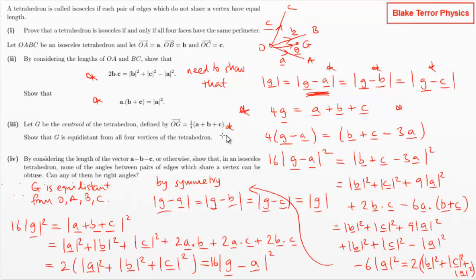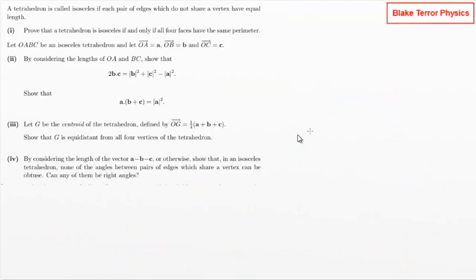Right, that was fine. Again, this is so far so good, I would say, with all of this. All right, part 4: by considering the length of the vector a minus b minus c, or otherwise, I doubt it, show that in an isosceles tetrahedron, none of the angles between pairs of edges which share a vertex can be obtuse. Okay, can any of them be right angles?